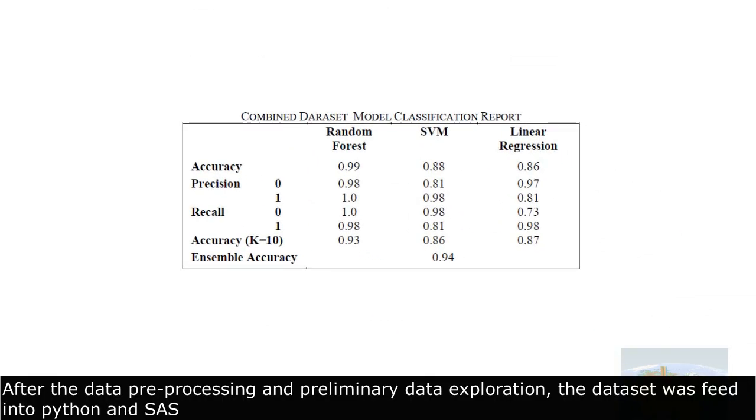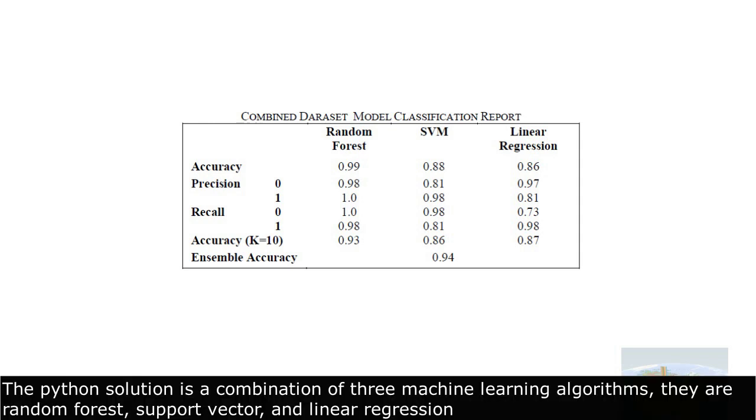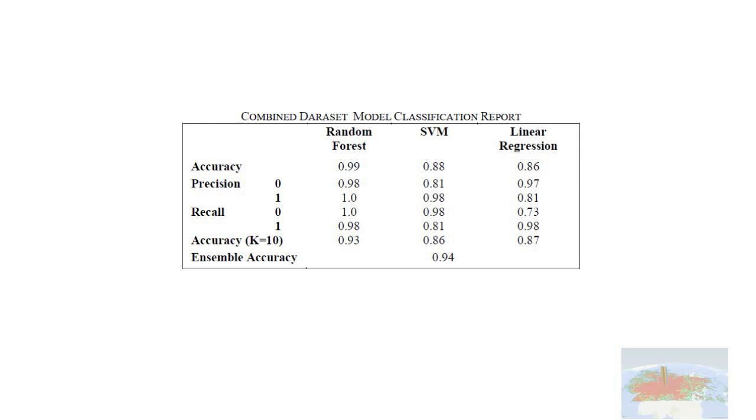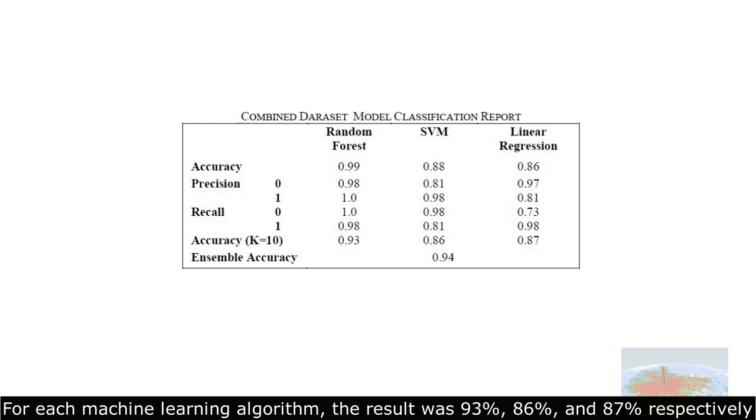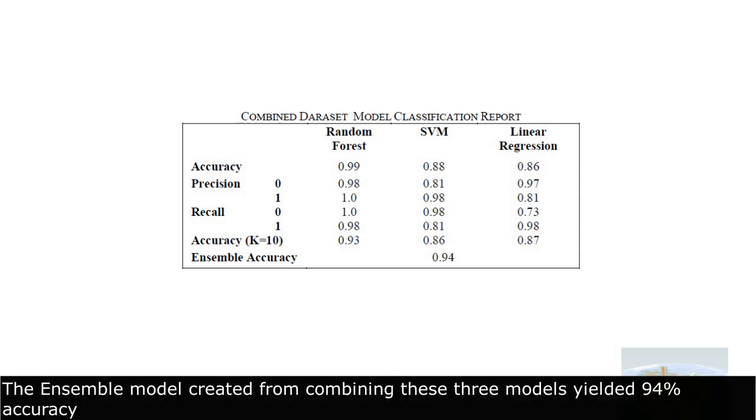After the data preprocessing and preliminary data exploration, the dataset was fed into Python and SAS. The Python solution is a combination of three machine learning algorithms. They are random forest, support vector, and linear regression. K-fold cross-validation was used to make sure the dataset is not being overtrained. For each machine learning algorithm, the result was 93%, 86%, and 87% respectively. The ensemble model created from combining these three models yielded 94% accuracy.